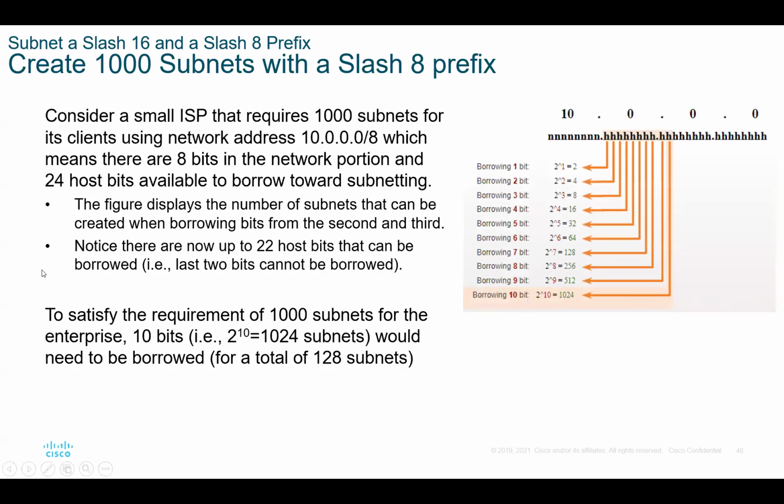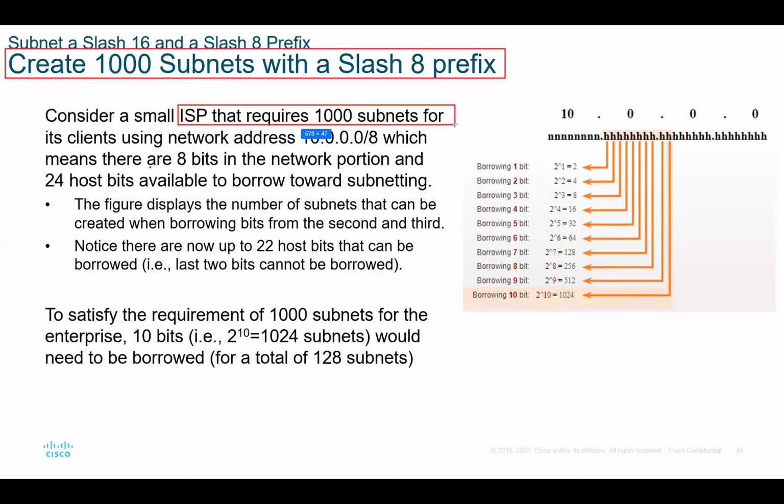Then this other one, look at this. Another example here that will help us explain: create 1,000 subnets with a /8. Consider a small ISP that requires 1,000 subnets for its clients using this network address here, a /8 network. So what does that mean? We need again to do the same thing. Let me do it here so that you also see that it's no different.